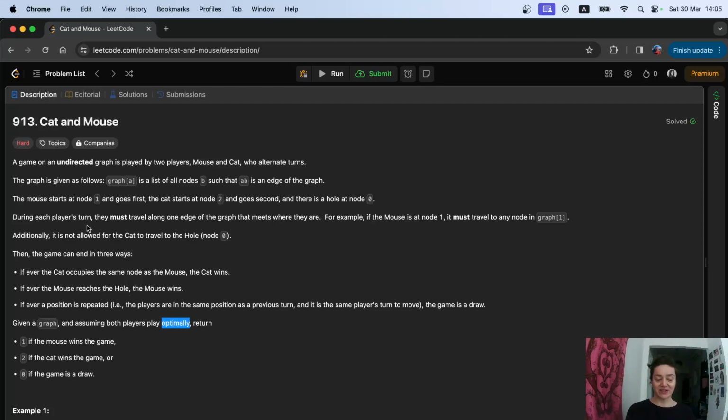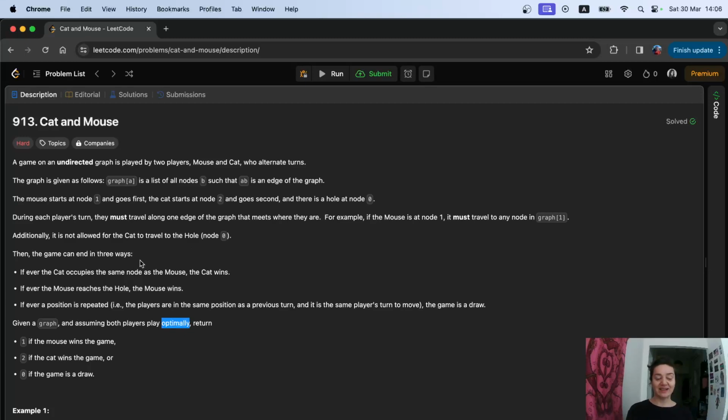During each player's turn, they must travel along one edge of the graph to an adjacent node. For example, if the mouse is at node 1, it must travel to any node in graph[1], because that's where you have a vector of all nodes adjacent to node 1. Additionally, it is not allowed for the cat to travel to the hole, node 0.